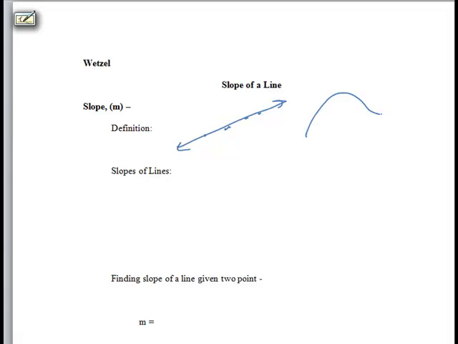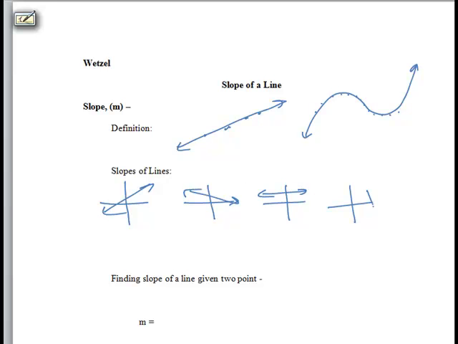However, for nonlinear equations, or an equation where the graph has a curve, the slope is constantly changing. At every single point, the graph is changing at a different rate, so the slope is different. Since we're working with linear equations, let's go back and look at the four possible graphs of a line. We said a line can either increase, decrease, be a horizontal line, or a vertical line.